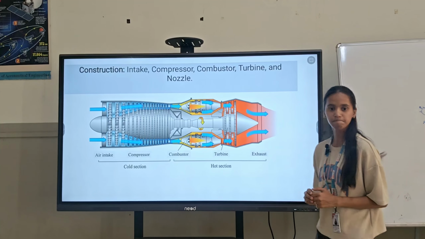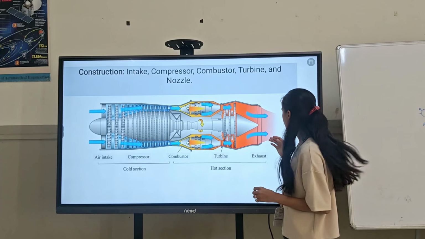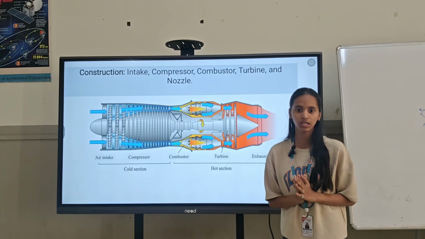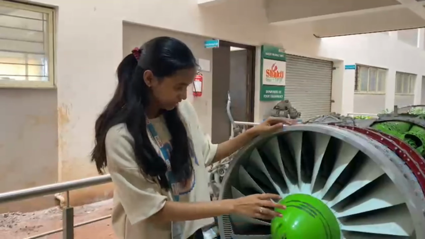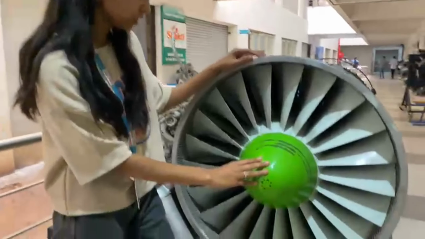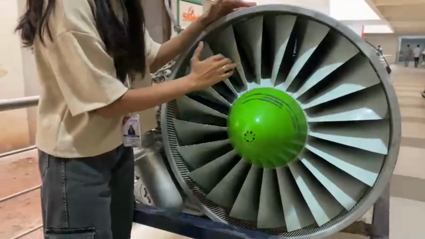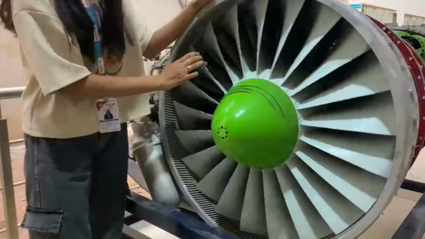Finally, the gases exit through the exhaust nozzle, producing thrust. This engine is a turbojet engine. First air enters through the air intake, then the blades are rotated.